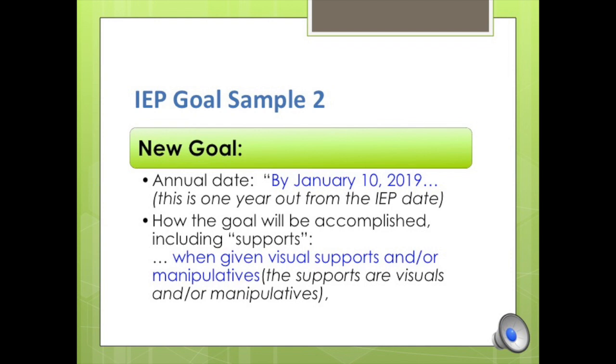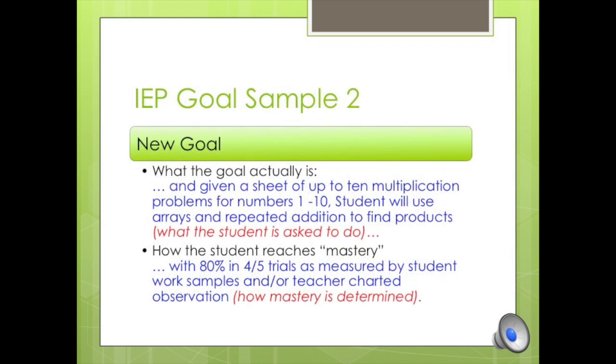When given visual supports and/or manipulatives. So in this case, the supports are the visuals or the manipulatives. What we want the student to be able to do: when given a sheet of up to 10 multiplication problems for numbers 1 through 10, student will use arrays and repeated addition to find products. And then finally, how is the student going to reach mastery? With 80% accuracy in 4 out of 5 trials as measured by student work samples and/or teacher-charted observation.